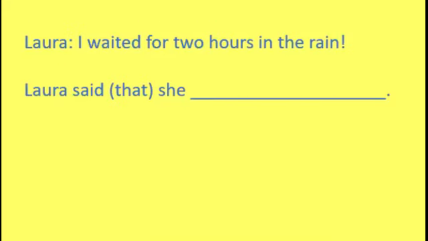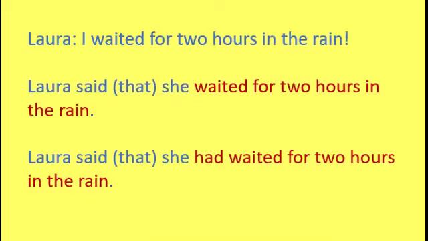What did Laura say? Pause if you need to. Two answers are possible here. Waited is in the past simple, so we can choose to use either the past simple or the past perfect in the reported speech. Laura said that she waited for 2 hours in the rain. Past simple. Laura said that she had waited for 2 hours in the rain. Past perfect.